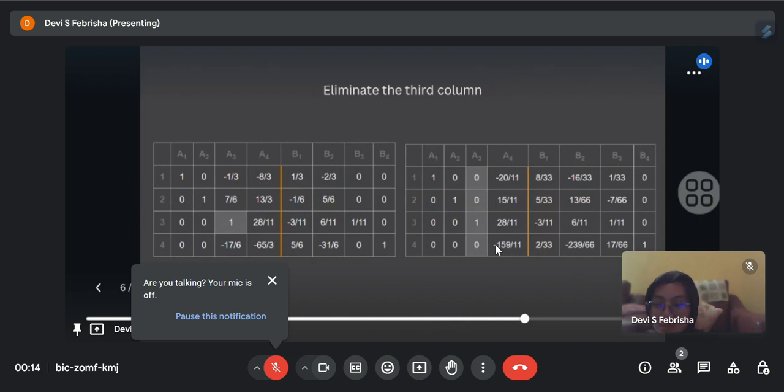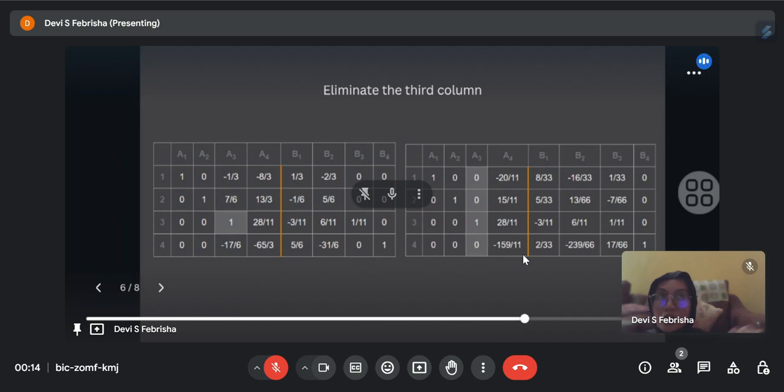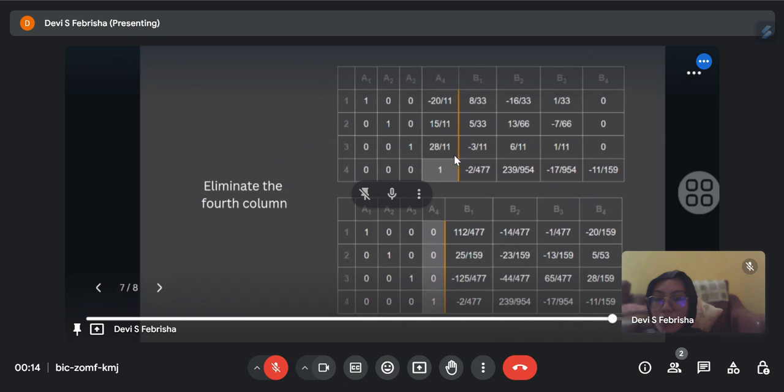After that, the last one is this one. The rest of the numbers were whole numbers, like minus 6, 11, 1. But what if the number was a decimal, or in a shape like this? What we can do is just divide by the exact same number. So in the fourth column, we're going to divide the whole fourth row by minus 159 over 11. We're going to divide the whole fourth row by that number.